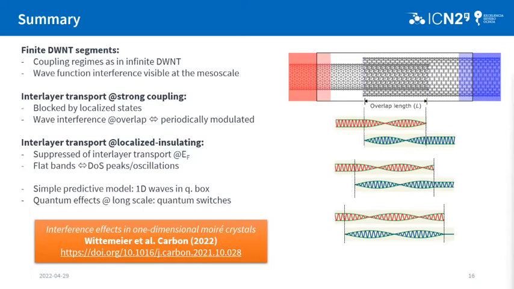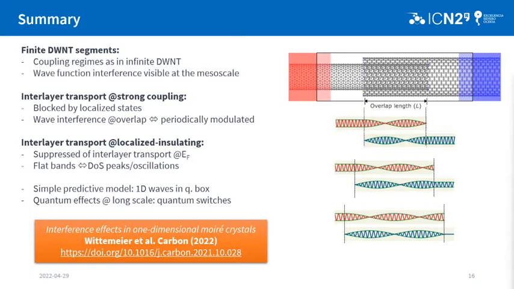In the localized insulating regime, interlayer transport is basically completely suppressed, and flat bands emerge depending on the overlap length, and they increase in number and density as the overlap length becomes larger. I would also like you to remember that there's a small model that you can use to predict the transport properties of strong coupling nanotubes.